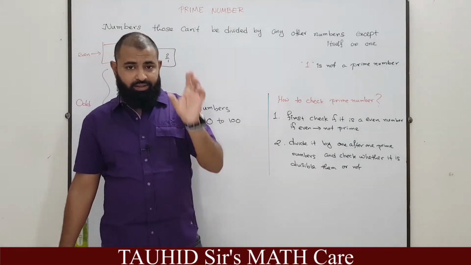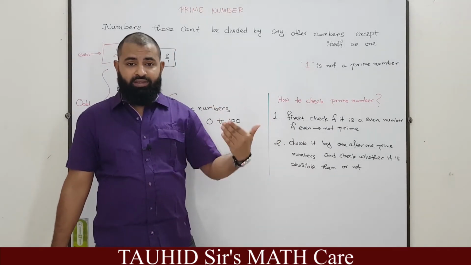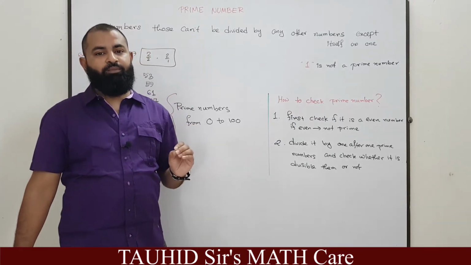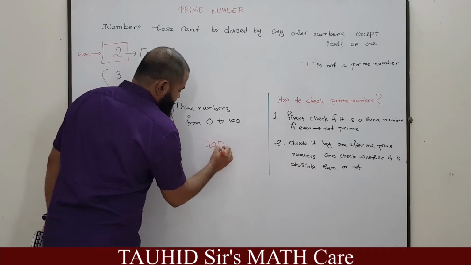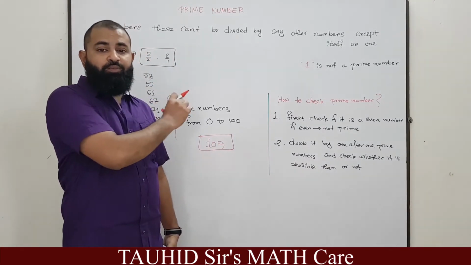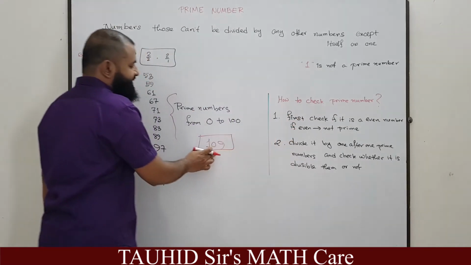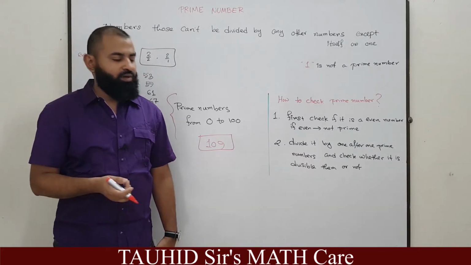Then, if the number is a large number, divide this number by the prime numbers, one after another, from this list and check whether it is divisible by them. For example, if we write the number 109, you are asked to check whether it's a prime number or not. We will check whether it's even or not. This is not even, so there is a possibility that it can be a prime number.